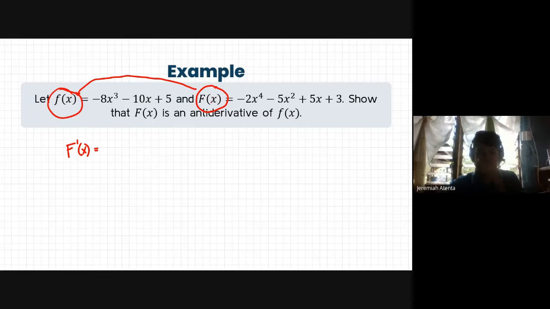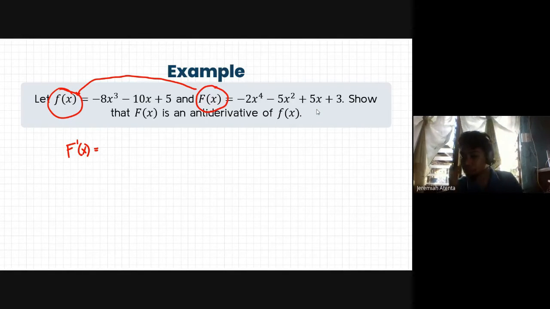So what will be the derivative? Here we have negative 2x to the power of 4. Try to differentiate, then write your answer in the comment section. Let's check later if it is really equal to the lowercase f of x. So what is the derivative of the uppercase F of x? You check the derivative of negative 2x to the power of 4 minus 5x to the power of 2 plus 5x plus 3. So what will be the derivative?